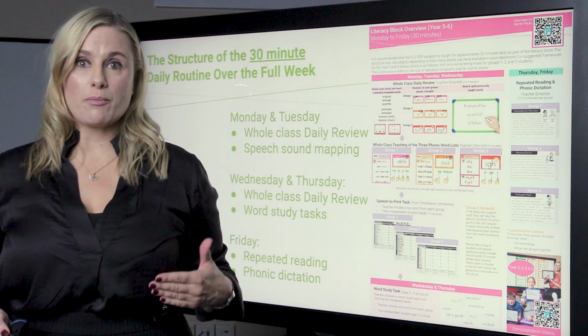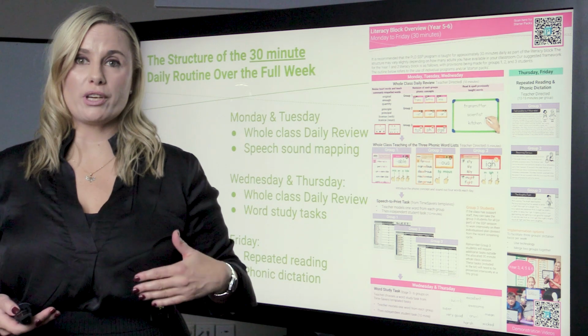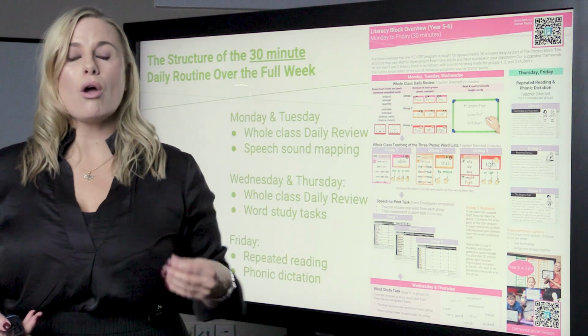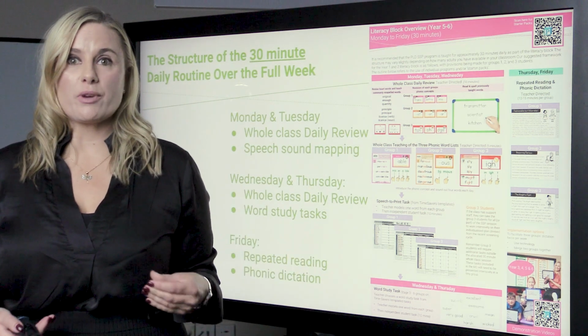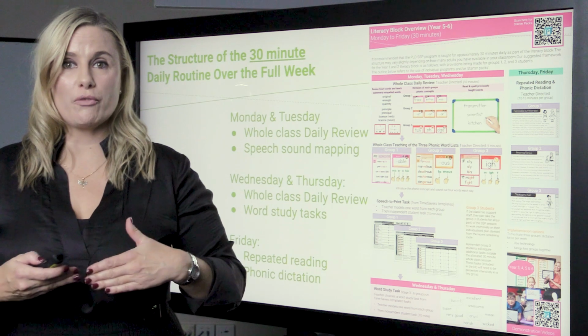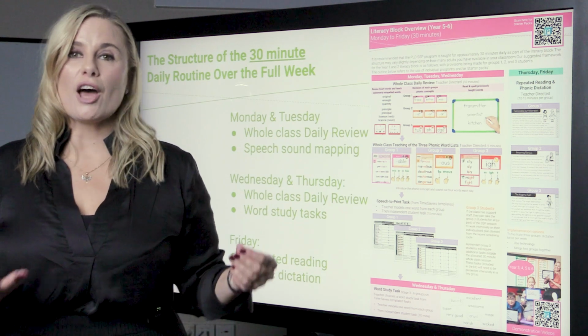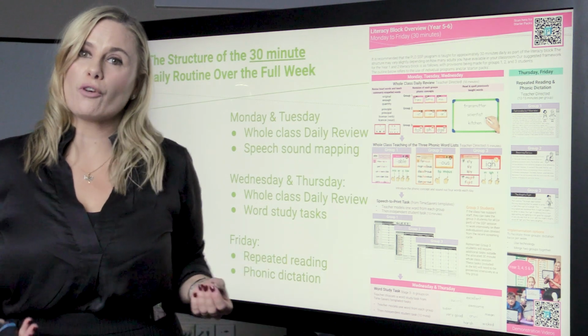Monday and Tuesday begin with a whole class daily review before moving into speech sound mapping tasks. Wednesday and Thursday begin with a whole class daily review before moving into word study tasks. And Friday is for repeated reading and phonic dictation.